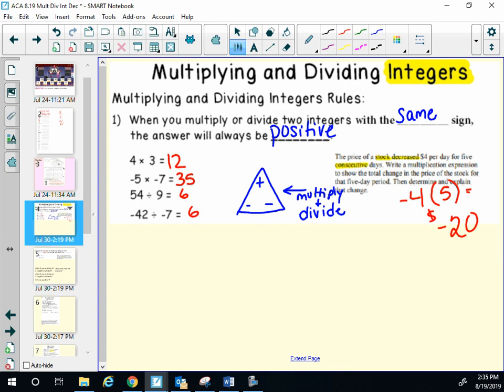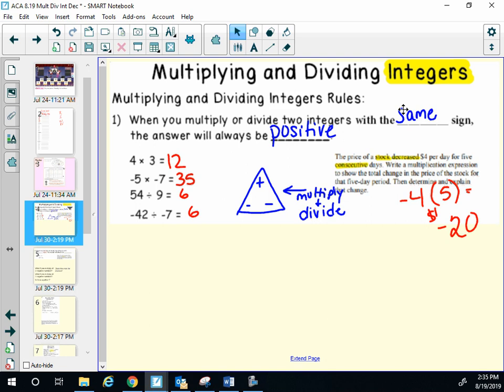What does that equal? Negative 20. So my answer is -20. What does that mean for our answer to be -20? What does it mean to have -$20? You lost. So this person invested money and they lost $20 that week.